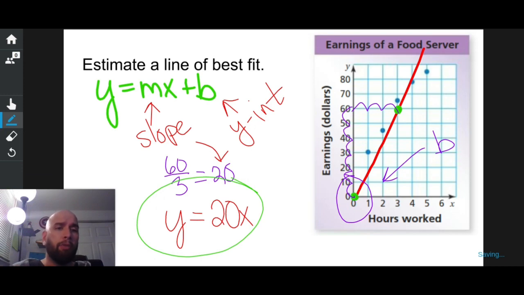That would be a line of best fit. And what this means is this person makes about $20 an hour. About.